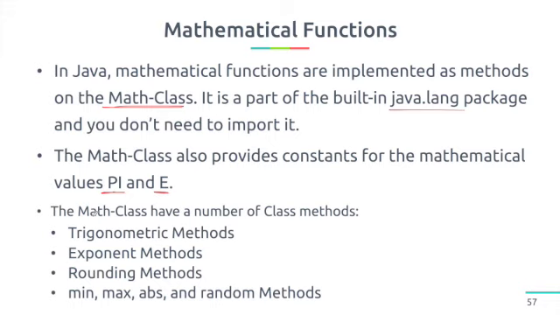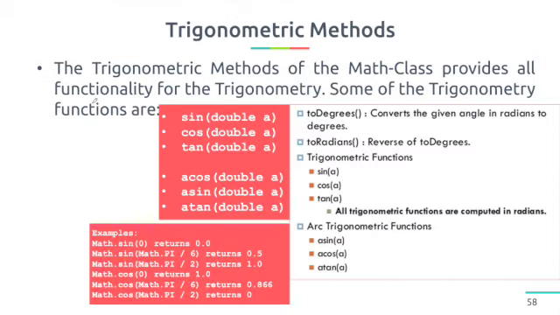So what are examples of the methods in the Math class? We have 4 categories. The first is the trigonometric methods, such as sine, cosine, tan, and cotan. Then exponent methods, such as logarithmic methods and power. Then rounding methods, if we want to round, floor, or ceiling. And finally min, max, absolute, and random, to generate pseudo-random numbers. All of these are in the Math class.